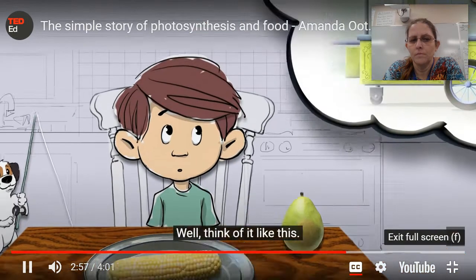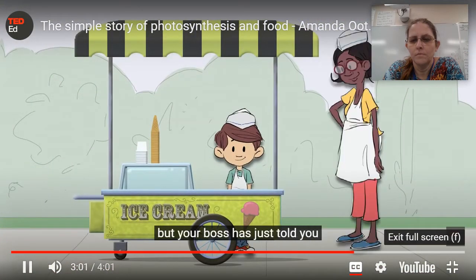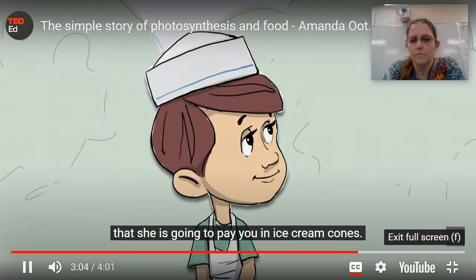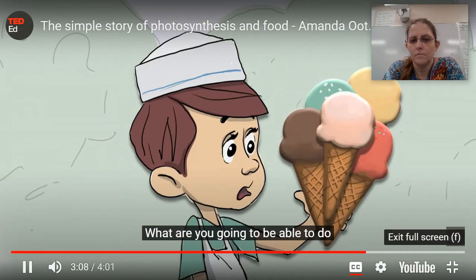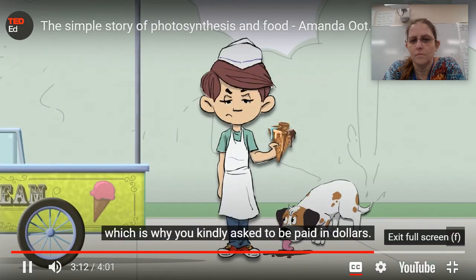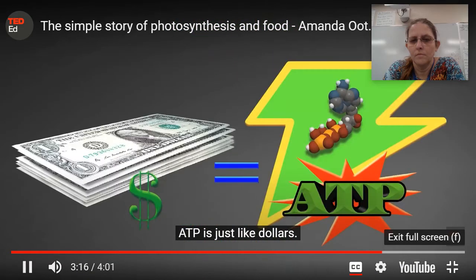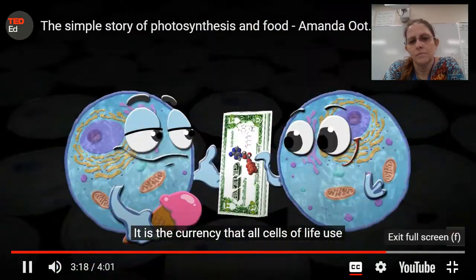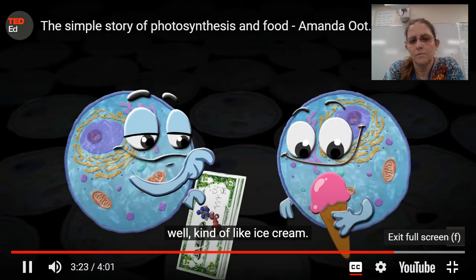Well, think of it like this. You're excited to start your summer job at the local ice cream stand, but your boss has just told you that she is going to pay you in ice cream cones. What are you going to be able to do with those ice cream cones? Nothing, which is why you kindly ask to be paid in dollars. ATP is just like dollars. It is the currency that all cells of life use, while glucose is, well, kind of like ice cream.